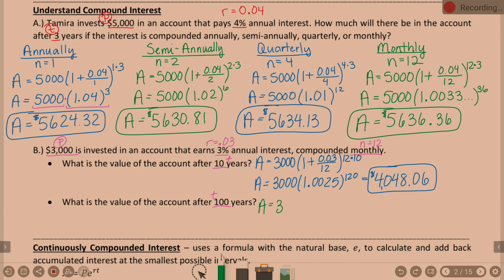So 3,000 times 1 plus 0.03 divided by 12. I guess that part didn't change, did it? 12 times 100. So really all that's changing is your exponent. 3,000 times 1.0025 raised to the 1,200. It is a pretty large number, isn't it?